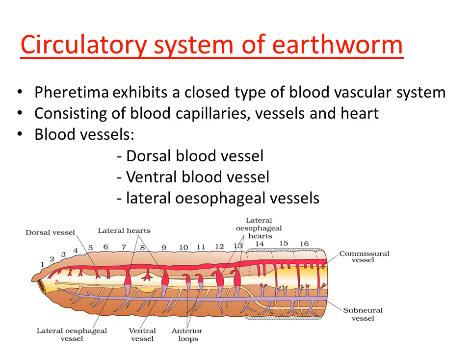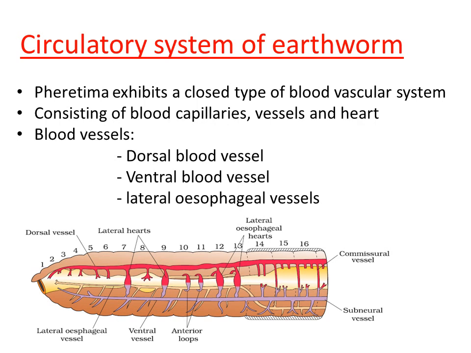So the heart is located in the lateral region of the body, right? The lateral heart is located in the 7th and 9th segment. Are you observing, right? Yes. In the 7th segment, the lateral heart is actually connecting the dorsal blood vessel with the ventral blood vessel.